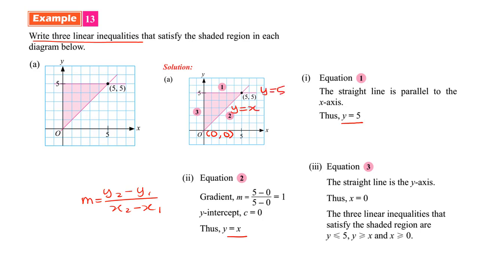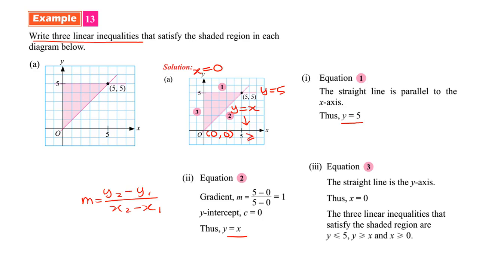Equation 3, the straight line is the y-axis. So the equation is x equals 0. Now we can write the inequalities. First one, y equals x. The shaded region is above this line, and the line is drawn using a solid line. So we change the equation to greater than or equal to.